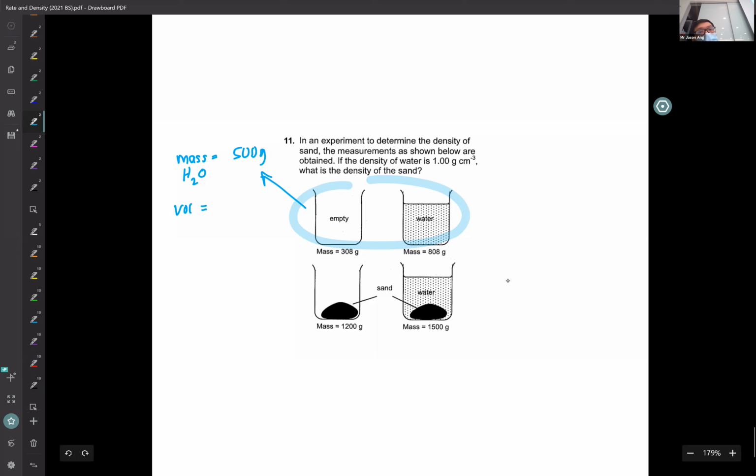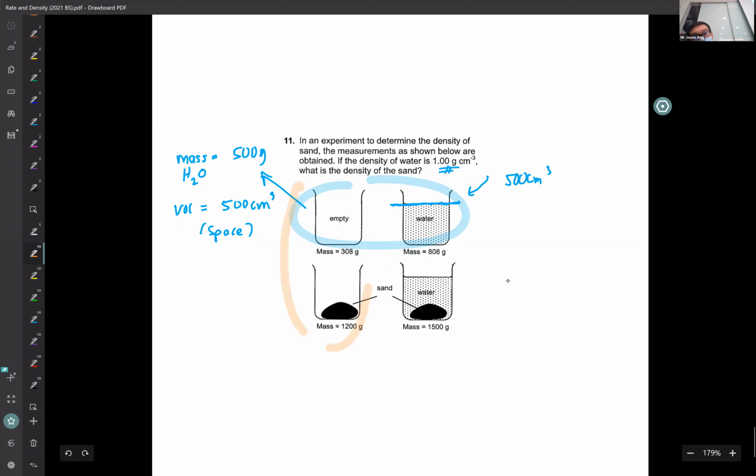Now, what many of you didn't do in your working is to find out the volume of this water using the fact that you know the density is 1. So what is the volume of this water? You take the mass over the density, you're actually going to get 500 cm cubed as well. This is telling me that the space that the water occupies when I fill up to this level is 500 cm cubed. So this is important. I'll explain later why.